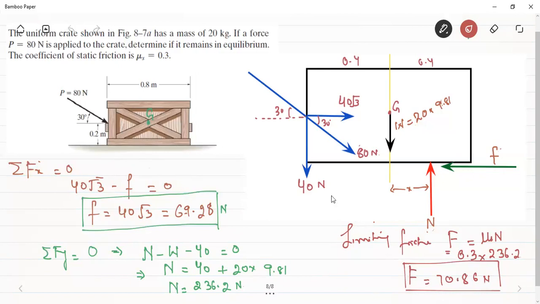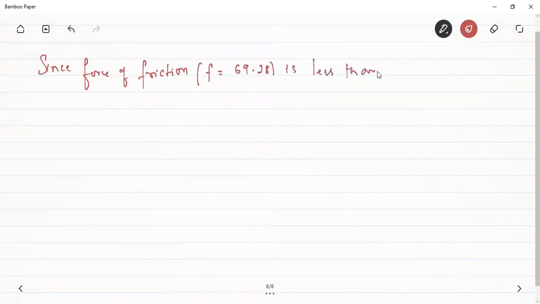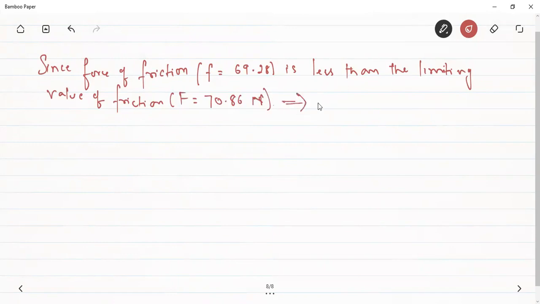Okay, I can write it in the next slide. Since force of friction, that is F, was equal to 69.28, is less than the limiting value of friction, the limiting value of the friction is equal to 70.86. This implies that the body won't slip.